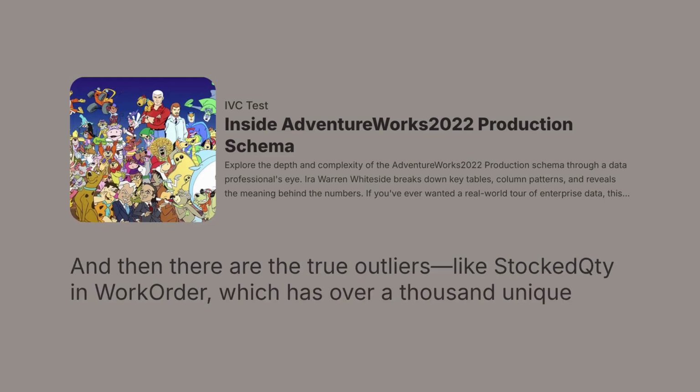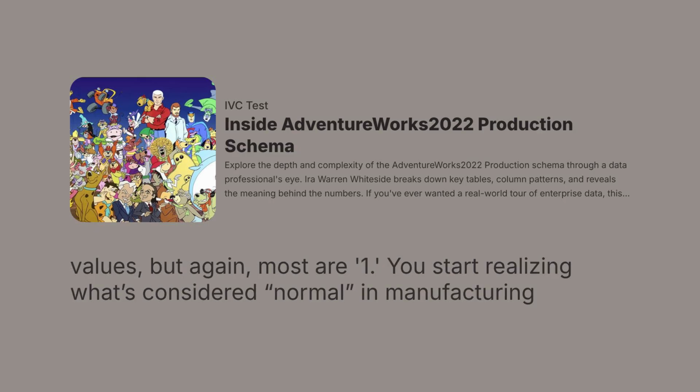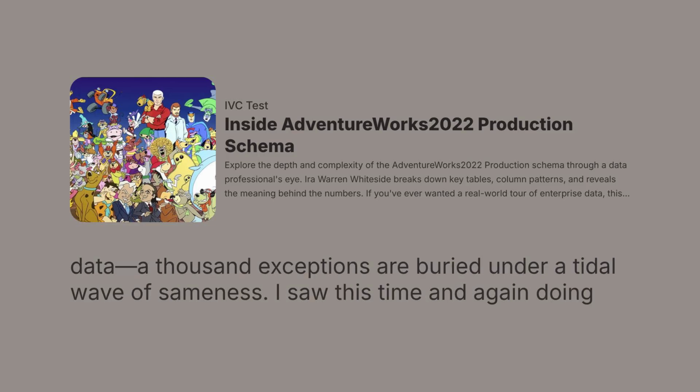And then there are the true outliers, like stock to QT in work order, which has over 1,000 unique values, but again, most are 1. You start realizing what's considered normal in manufacturing data. 1,000 exceptions are buried under a tidal wave of sameness.